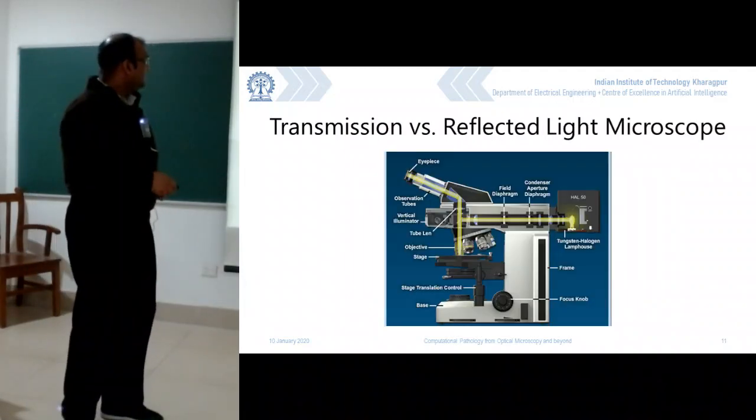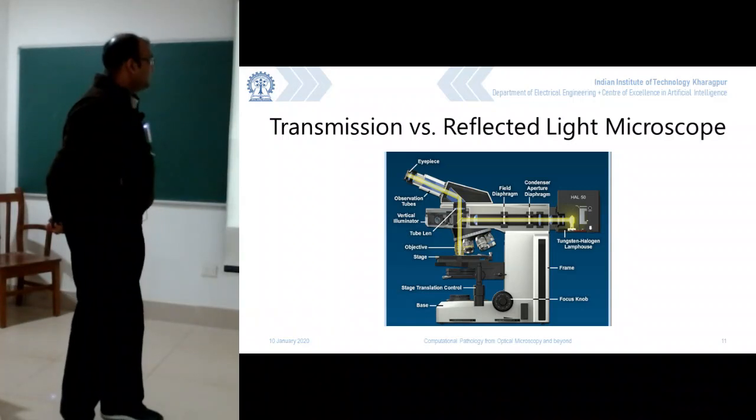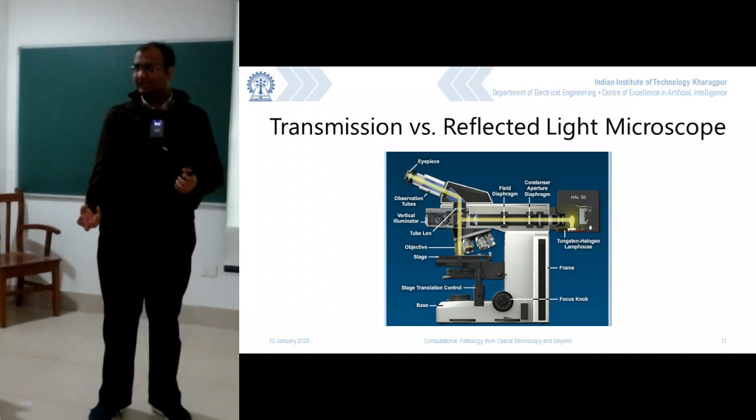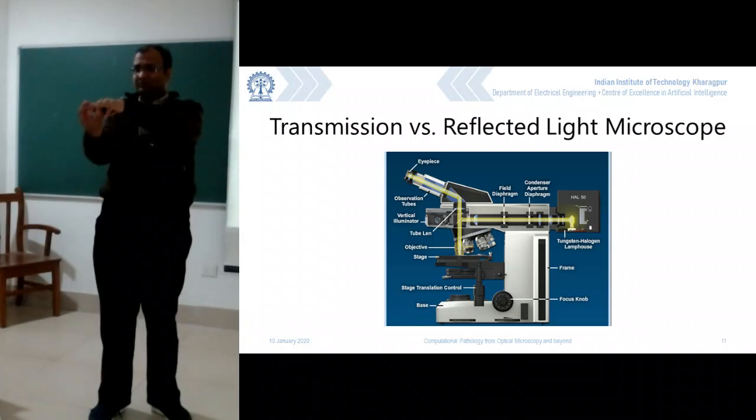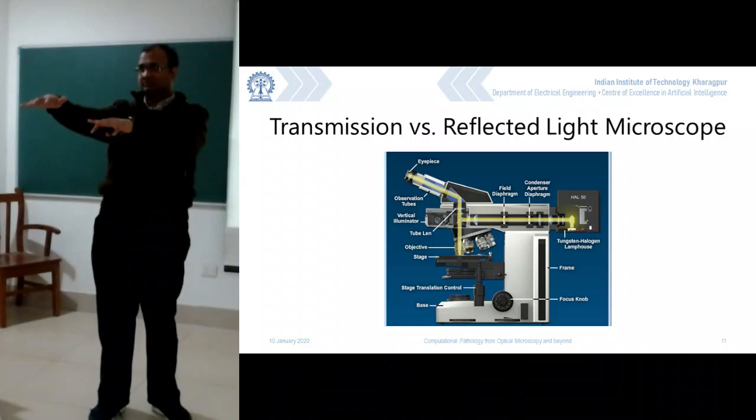Now there is another kind of microscope which is called a reflected microscope. In the earlier case, what we said is that there is a light bulb, there is a sample, light comes from here, passes through here and then you see it. But say that this surface is opaque. In that case you will not be able to see that. Then the light has to come from the top, reflect and go back.